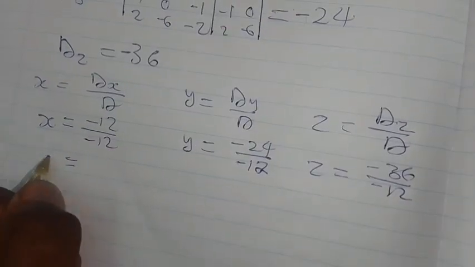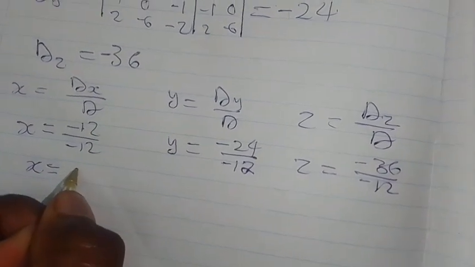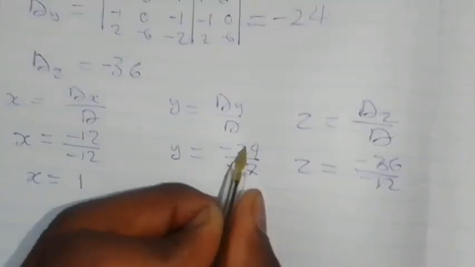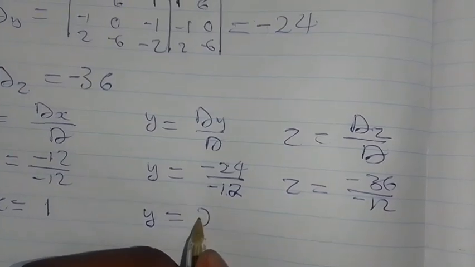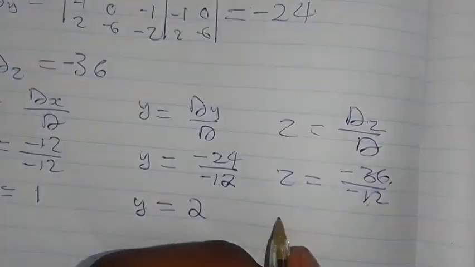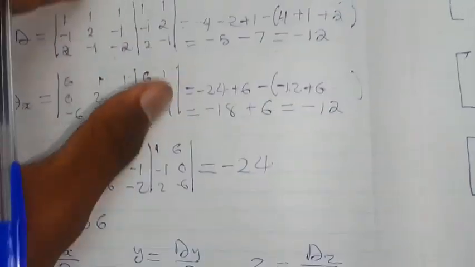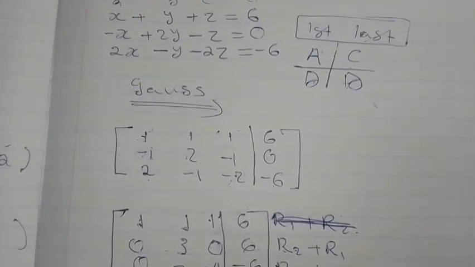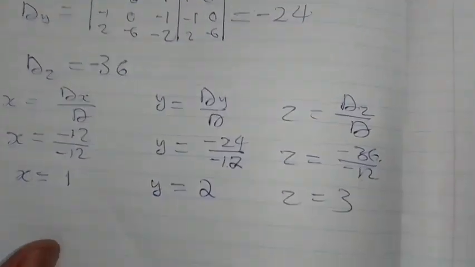Then when you get here, you get x equals negative 12 over negative 12, which is basically 1. And y equals negative 24 divided by minus 12, which is technically going to be 2. And then minus 36 divided by minus 12 is technically going to be 3. So this is using Cramer's rule to solve that. And this was the Gaussian elimination. So you see you still get the same correct values here.